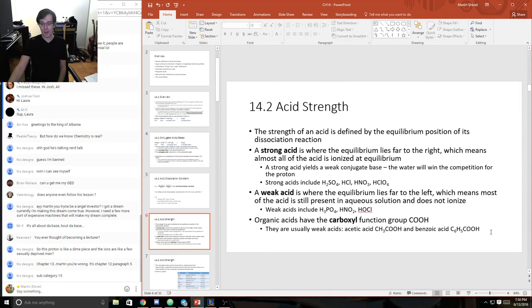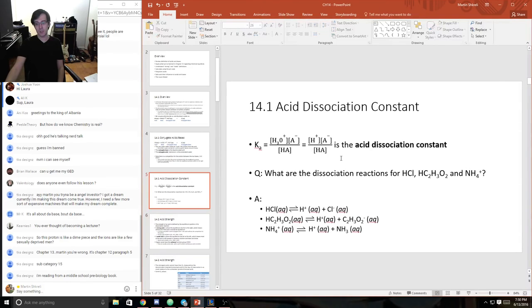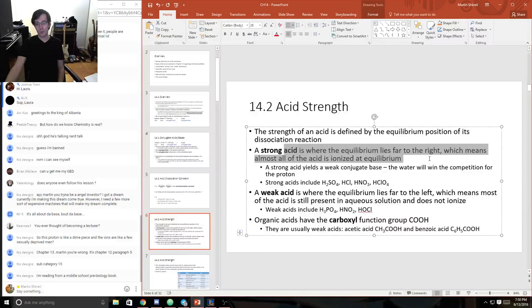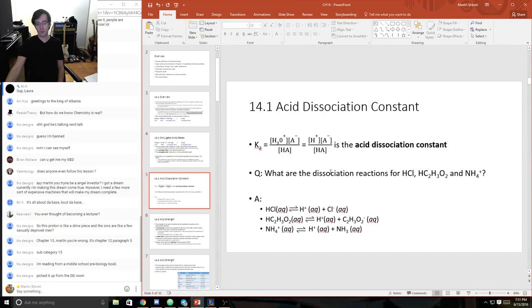Well, the concept of acid strength is where this will come in handy. So the strength of an acid is the equilibrium position of the dissociation reaction. So how much will it dissociate? So a strong acid is where it lies far to the right. So all of the acid is ionized at equilibrium. So this is the equilibrium, right? This is at equilibrium is what we're interested in. So a strong acid will yield a very weak conjugate base. So the water will win this competition.